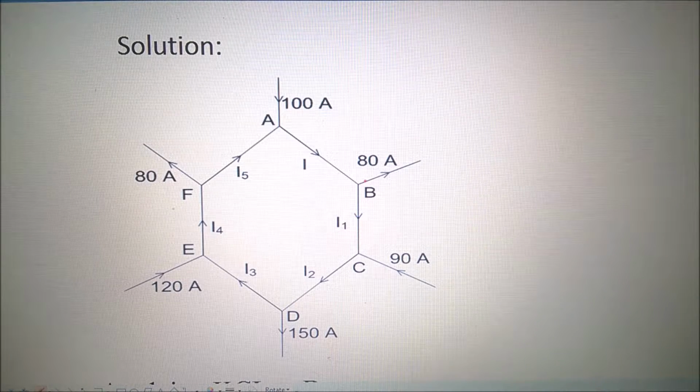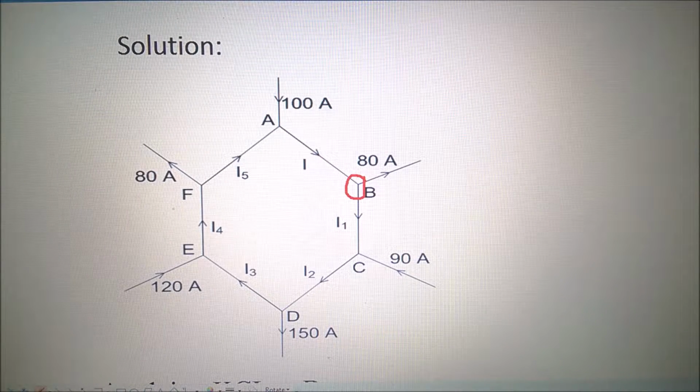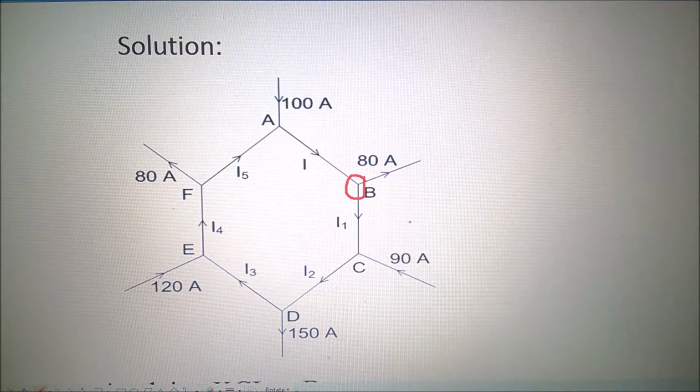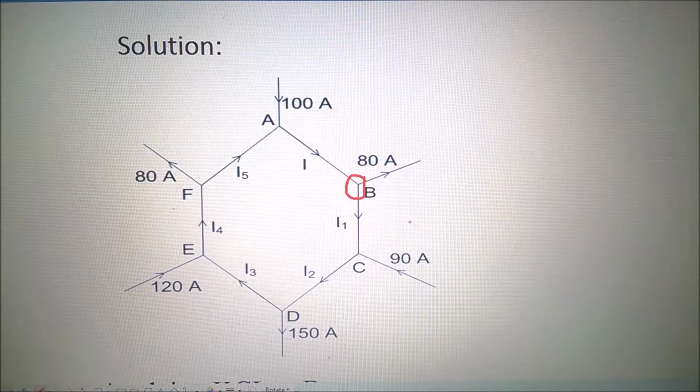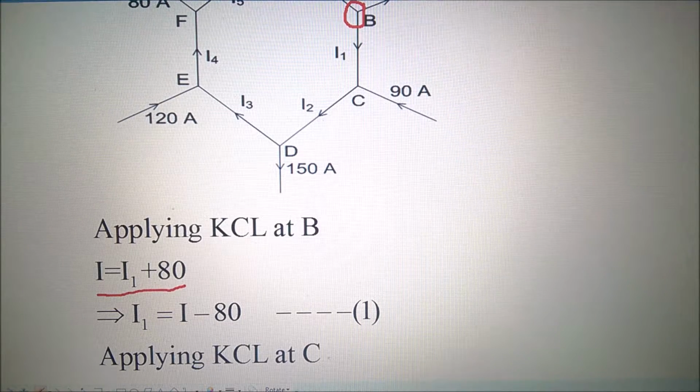Now if you apply Kirchhoff's current law at the junction B, you can see I is incoming and 80 and I1 are outgoing. Therefore, applying Kirchhoff's current law, you will get I minus I1 minus 80 equals 0. Therefore, you can say I equals I1 plus 80. This is equation number 1, which we got by applying at B.